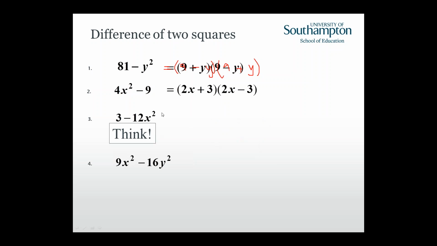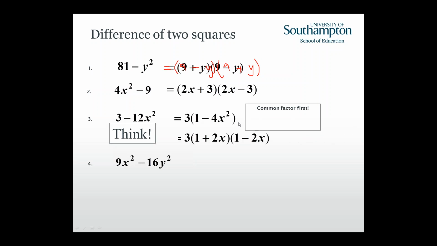Right, Matt, what did you get for the third one? I got 3, and then in brackets 1 plus 2x, and another bracket, 1 minus 2x. Yeah. So you take the 3 out first, because this is a mean one. If you didn't, you'd be going, square root of 3? That's not a square number. So you have to take the 3 out first, and then you've got 2 square numbers, whereupon it's just the same. You can then square root each of those to get 1 plus 2x, 1 minus 2x.